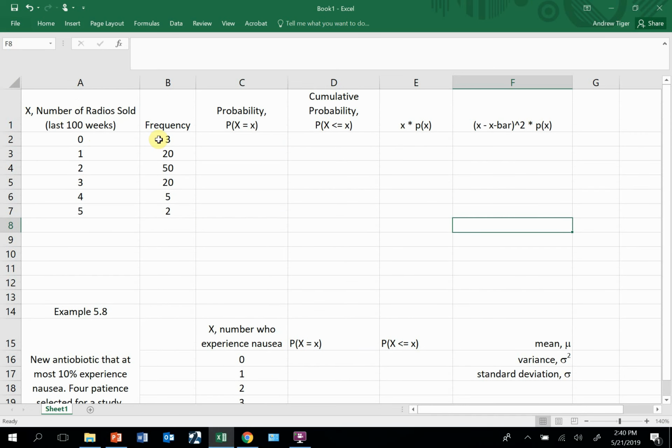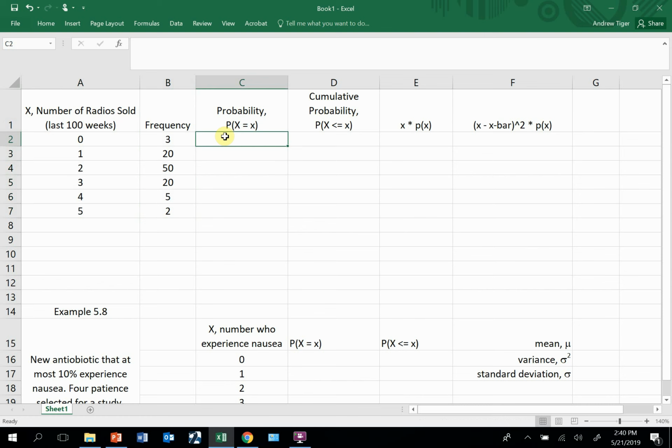Over the last 100 weeks, the frequency, the count, where we sold 0 was 3. The number of times that we sold 1 was 20, times 2. And you can see that I can't sell 2.5 radios. Because these are whole numbers, this is a discrete probability distribution. These are the frequencies. So the first thing we're going to do is calculate the probability.